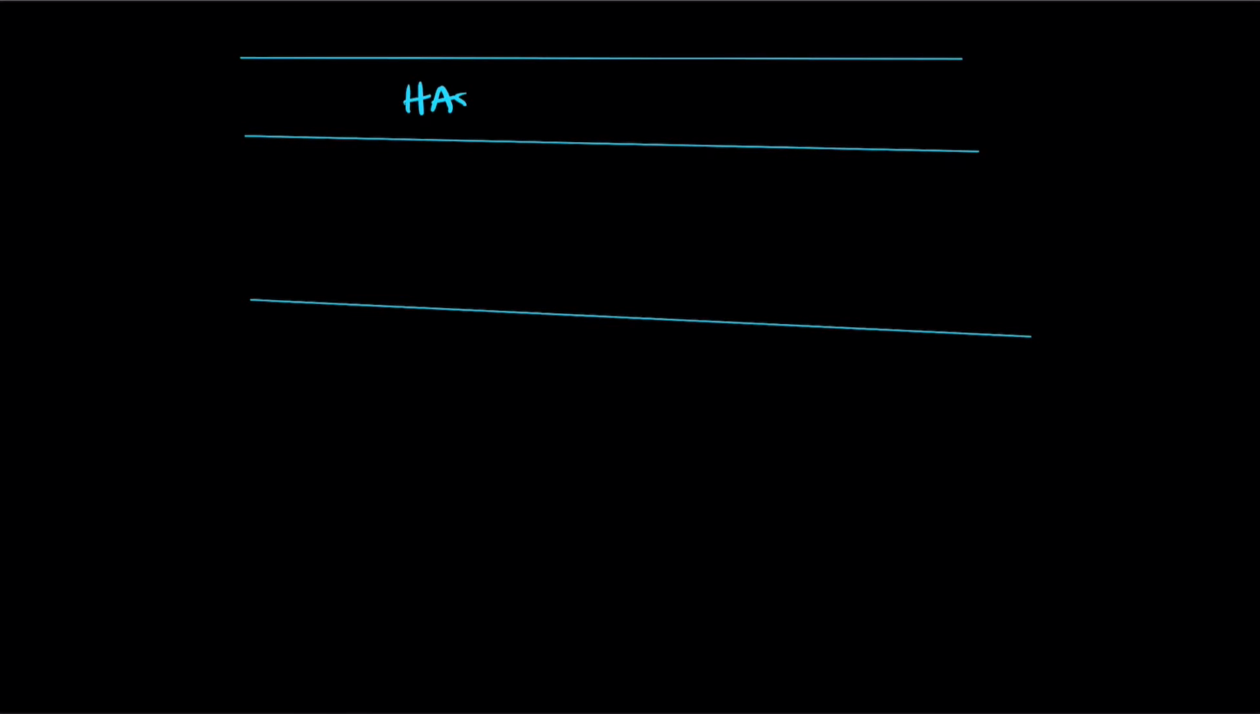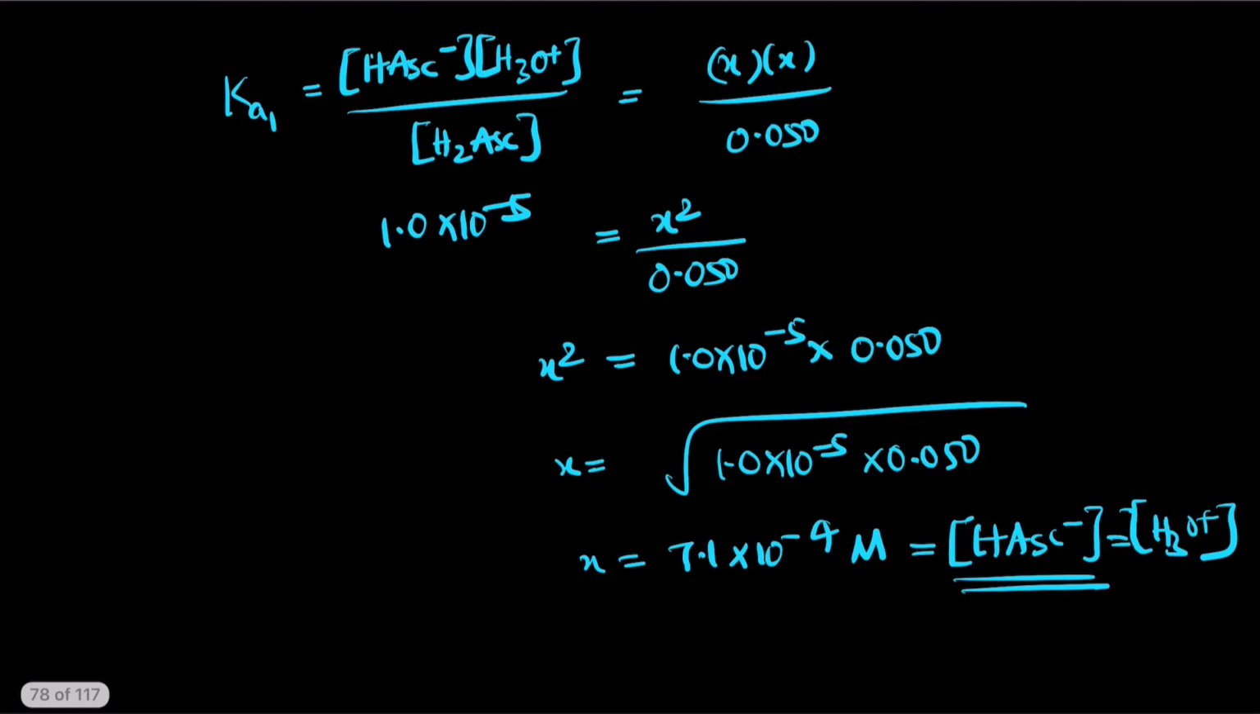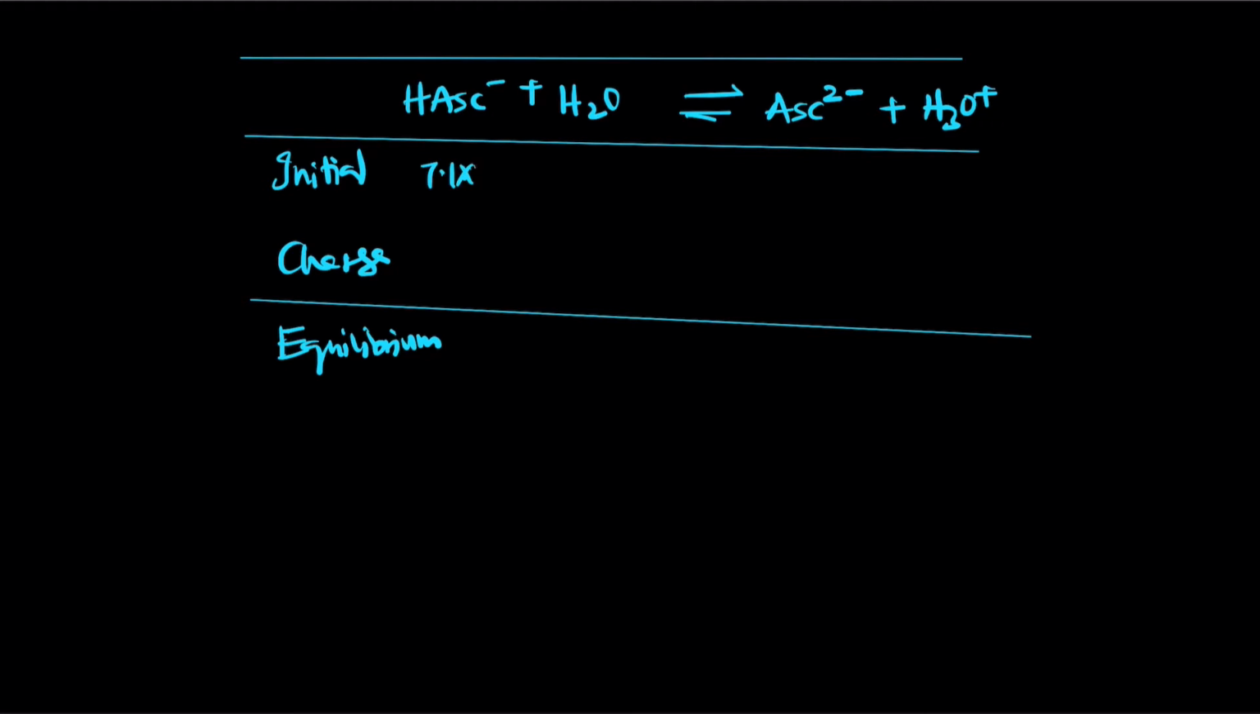So you have HASC minus plus H2O becomes ASC2 minus plus H3O plus. So you have again initial, change, and equilibrium. The initial concentration is 7.1 times 10 to the power negative 4, and this becomes 0 and 0. The change is negative x, again plus x, plus x. So this becomes 7.1 times 10 to the power negative 4 minus x, and x. Because x is negligible, we can write that this is nearly equal to 7.1 times 10 to the power negative 4.